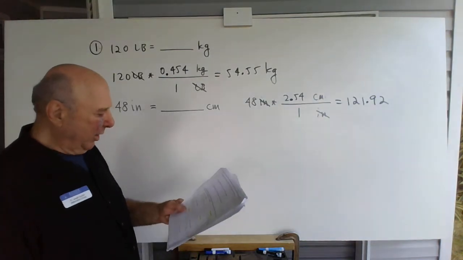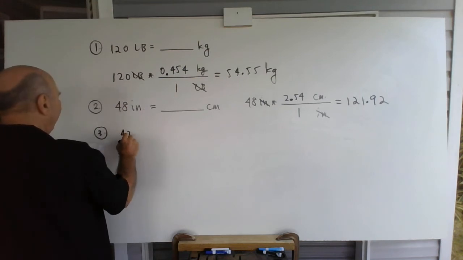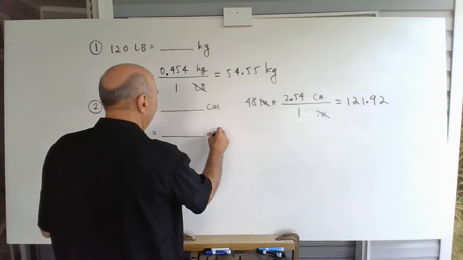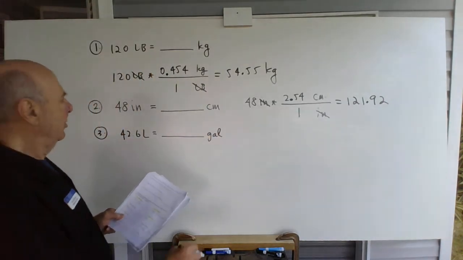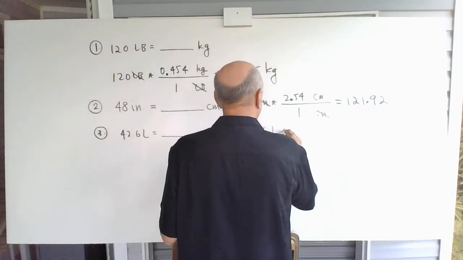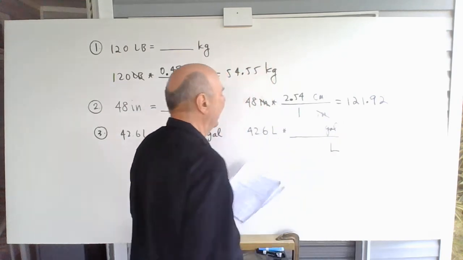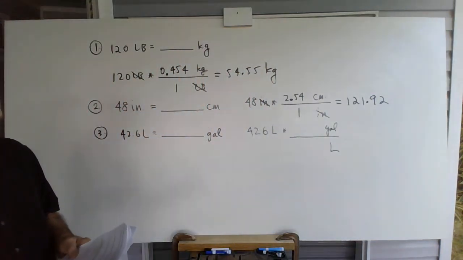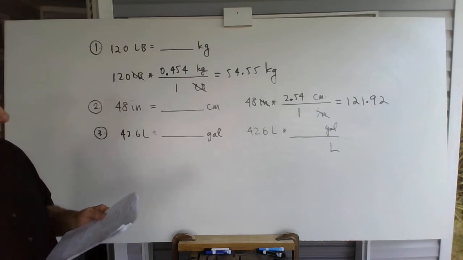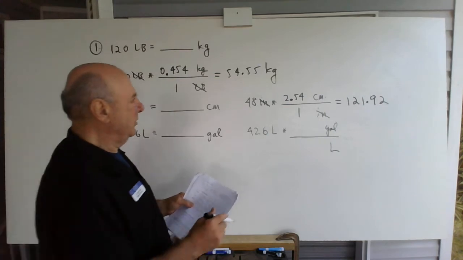Okay, here's one with liquid. 42.6 liters is how many gallons? So we would start with the 42.6 liters, and my fraction is going to have liters in the denominator and gallons in the numerator. And if I look that one up, I get 1 gallon is 3.79 liters.